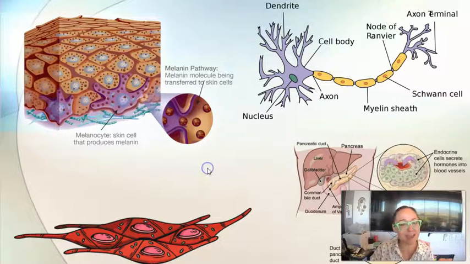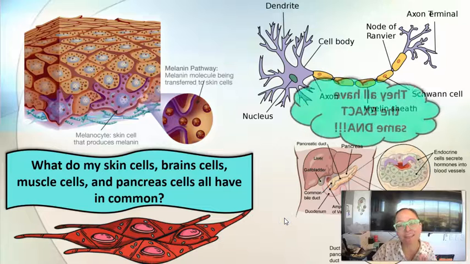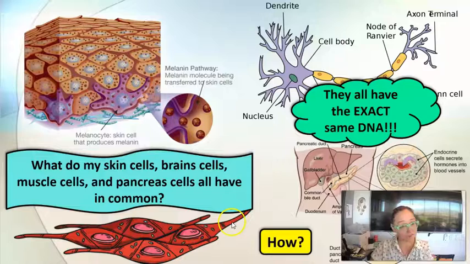When we look at our pancreas cells, nerve cells, liver cells, muscle cells, etc., all of the cells in our body have the exact same DNA, yet they each have different functions. So let's talk about how this is possible.